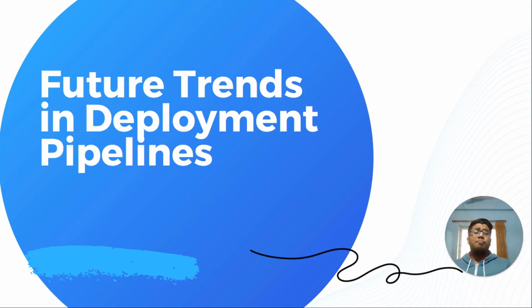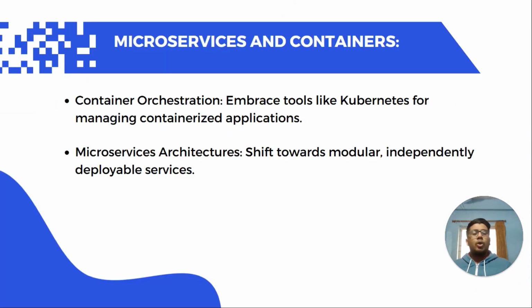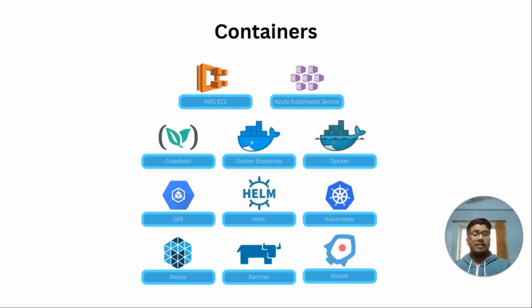Future trends in deployment pipelines. As we all know, microservices versus monolithic. People have shifted to microservices, but for every organization it is very difficult to shift. Next is containerization and container orchestration. People are nowadays using Kubernetes in almost every product, and there is a lot of demand in today's market for Kubernetes developers. These trends are going on in the current market and will continue in the future. For containers, there is Docker Enterprise, Rancher, Mesos, and Kubernetes is always there. Kubernetes services are also provided by the main cloud providers like AWS, Azure, GCP.